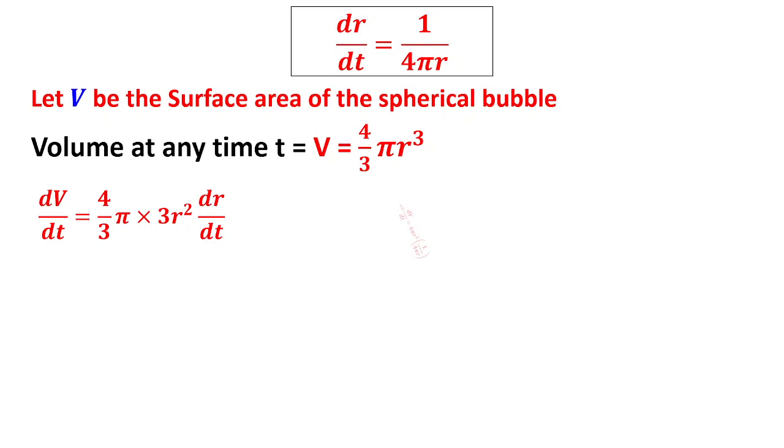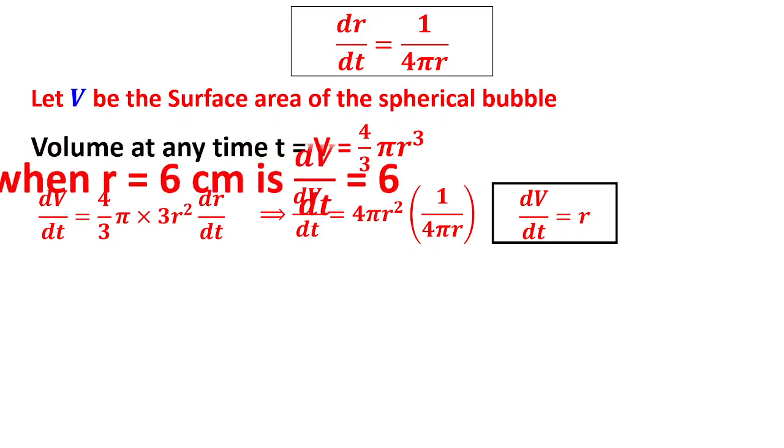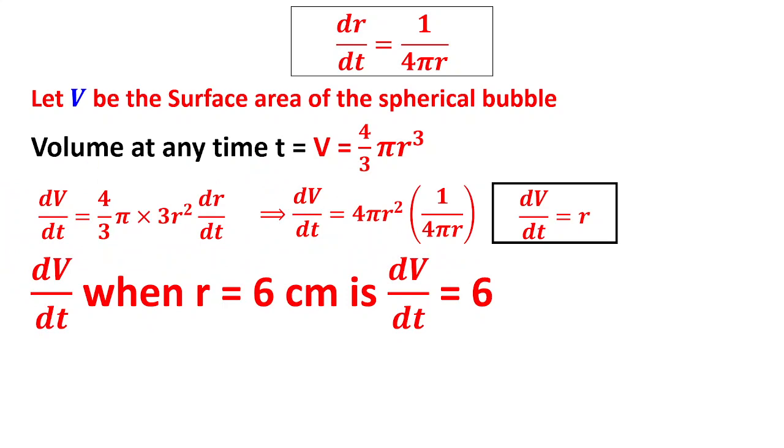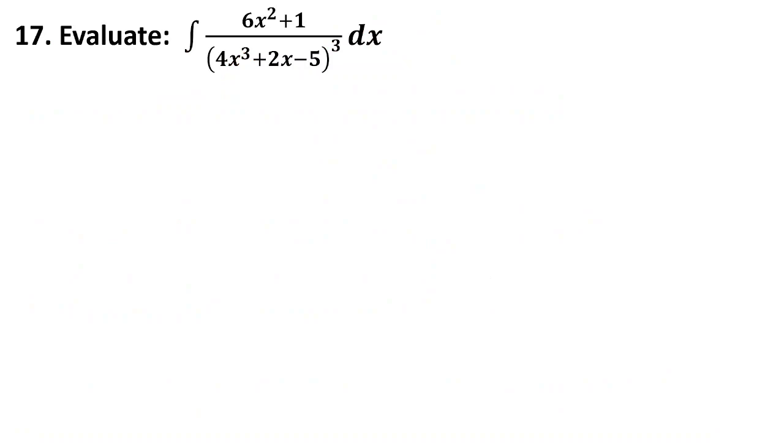Well, now let us go to v as the volume. The volume at any time is v is equal to 4 by 3 pi r cube. For dv by dt I am finding. Therefore, dv by dt is equal to r, I am getting by cancelling. Therefore, they want when r is equal to 6, what is dv by dt? It is only 6, but it is 6 centimeter cube per second. Simple. Let us go to the next evaluation.